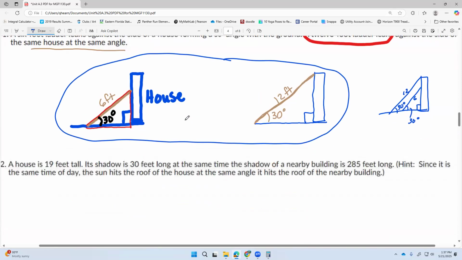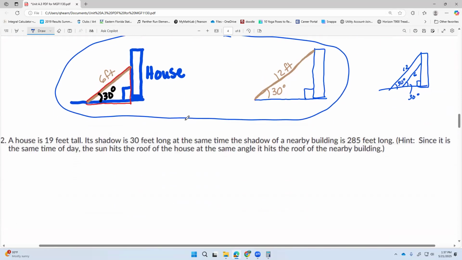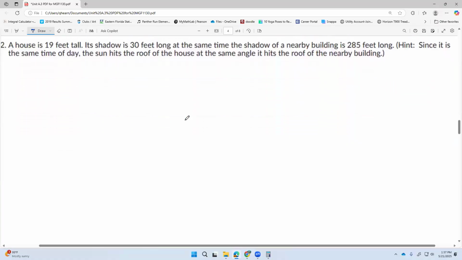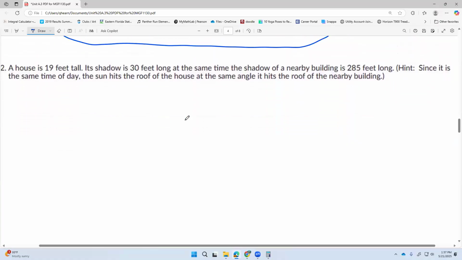Okay, let's look at another scenario. Again, it'd be a good idea to pause the video and try to draw this on your own. So it says a house is 19 feet tall. Its shadow is 30 feet long at the same time that the shadow of a nearby building is 285 feet long. Hint, since it is the same time of day, the sun hits the roof of the house at the same angle it hits the roof of the nearby building.